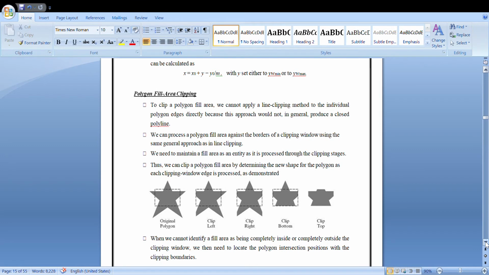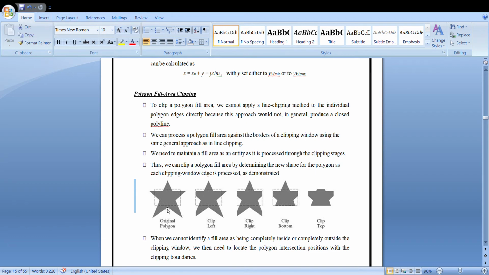When you are performing clipping on the polygon fill area, you cannot apply the line clipping algorithm or method, because whatever approach you apply will not produce a closed polyline, so that kind of algorithm is not applicable here. So how you perform polygon fill area clipping is basically stage by stage, you have to perform clipping on this polygon. Just look at the image which is specified here.